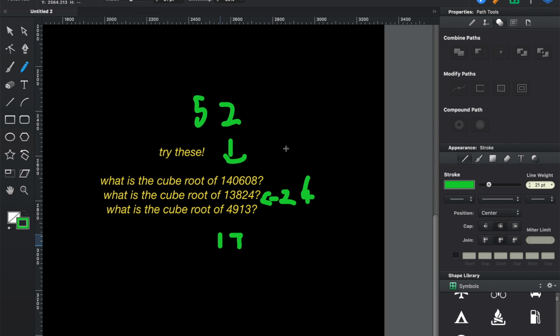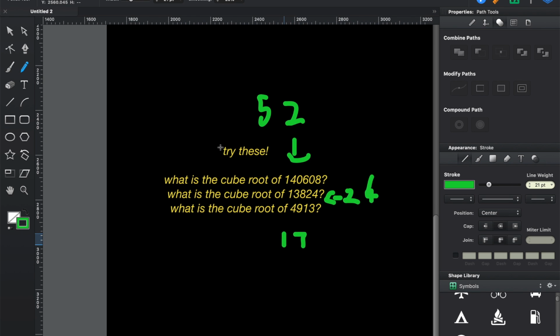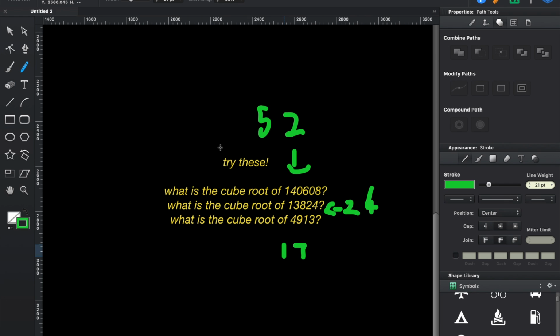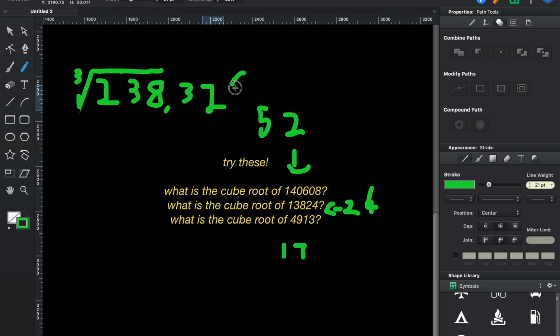Okay, so thanks for watching. I'm gonna give you a bonus question, actually, and if you do figure it out eventually, please leave it in the comments below. Here's the bonus question. What is the cube root of 2,383,328?